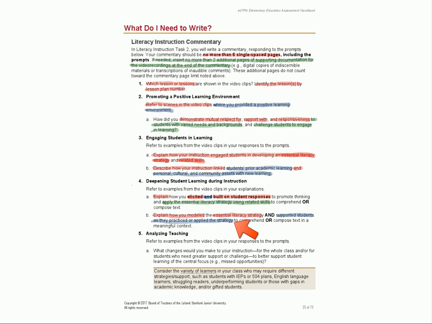So you can imagine in your lessons, after you've done some modeling or instruction, students are working at something on their own or with peers, or you're working on it together. What kinds of supports do you put in place? What kinds of questions, what kinds of tools, what kinds of materials are you using to support students around the essential literacy strategy? Okay. The next part, analyzing teaching.